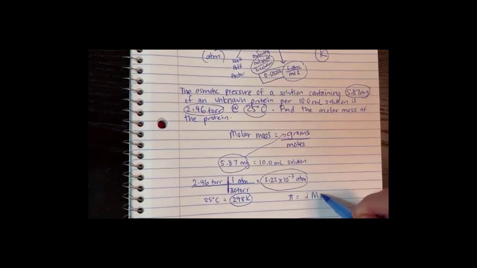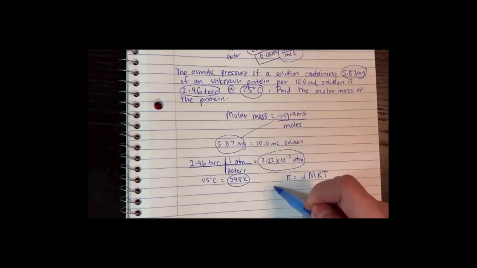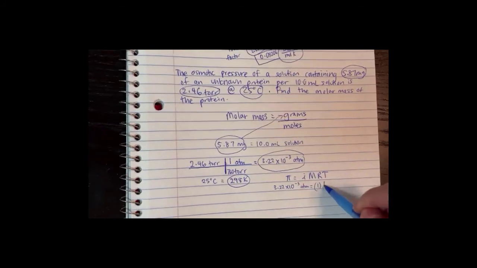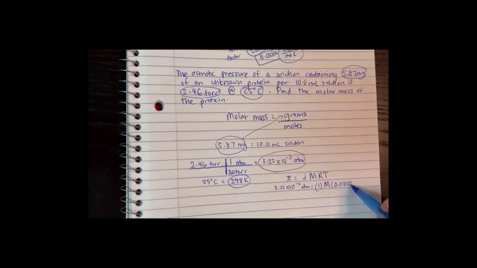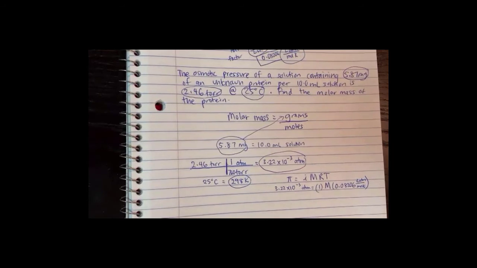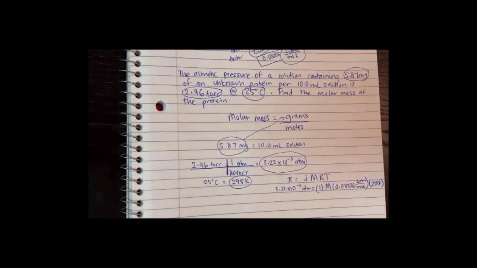So I'm going to write the formula here. It's not ionic. Proteins can't split like ions, so that's a 1. Let's put the ATM down. This is 3.22 times 10 to the minus 3 ATM equals, i is just 1, doesn't split. M is what we're looking for, molarity. R is 0.08206. The units are liter ATM per mole Kelvin. And then you put your temperature in, 298 Kelvin. Let me solve for molarity here.